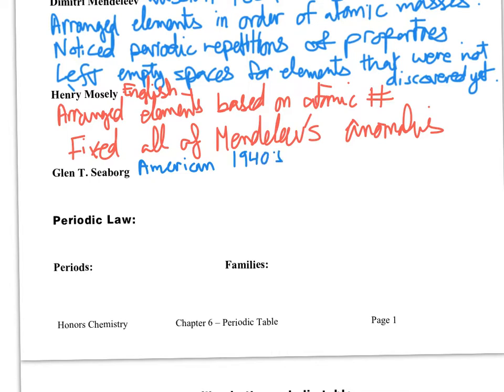And his biggest contribution to the periodic table is he actually contributed by adding the lanthanides and the actinides, the inner transition metals.